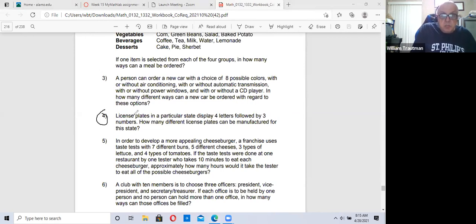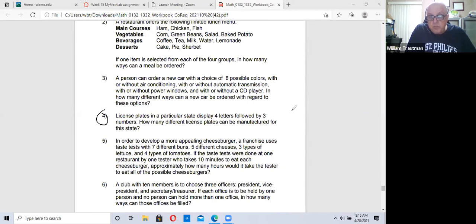Number 4, a license plate in a particular state has 4 letters, 1, 2, 3, 4 letters followed by 3 numbers, 1, 2, 3. How many different license plates can be manufactured for the state? So it doesn't say you can't repeat a letter or repeat a number. Some people have repeating letters or numbers on their license plate. So 4 letters, there are 26 letters. So I have 26 choices to put in this first spot, A, B, C, D, E, F, G, all the way to Z. I can repeat a letter, so I have 26 letters to put in all of these spots.